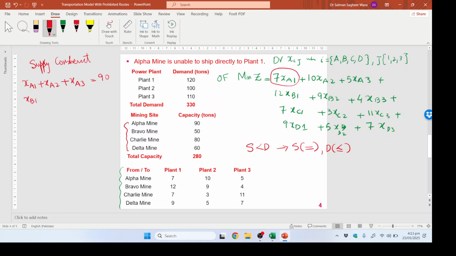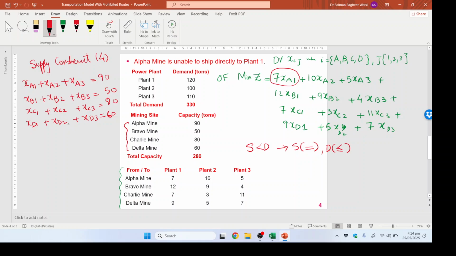Then quantity from Bravo to 1, Bravo to 2, and Bravo to 3 should be equal to 50. Then Charlie to 1, Charlie to 2 plus Charlie to the third plant is 80, and then xd1 plus xd2 plus xd3 equal to 60. So we have four supply constraints for the four mines.